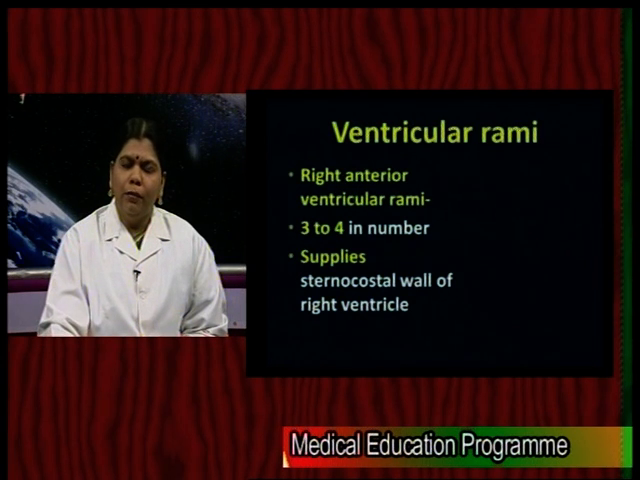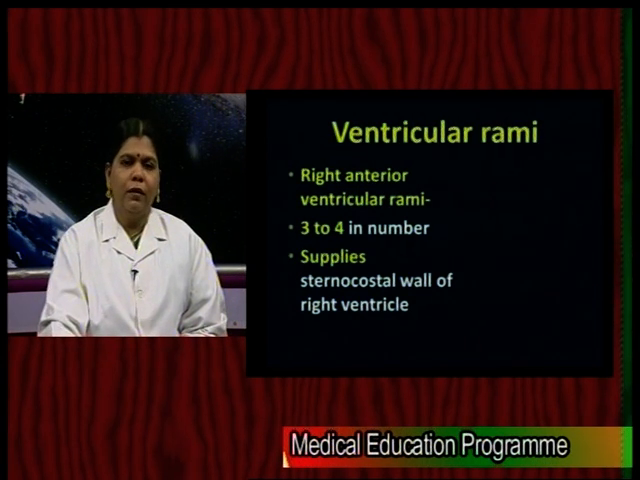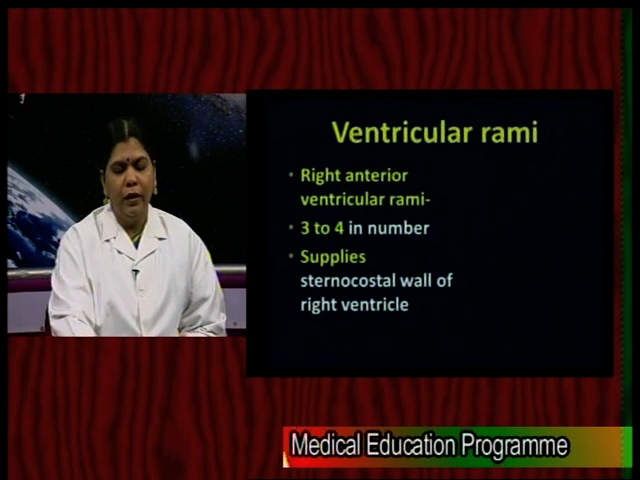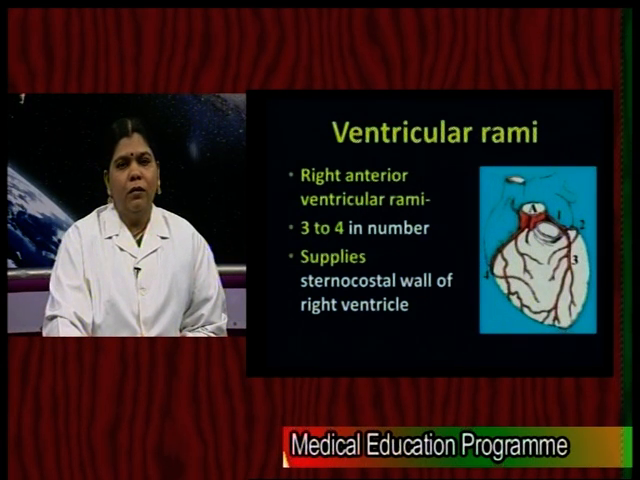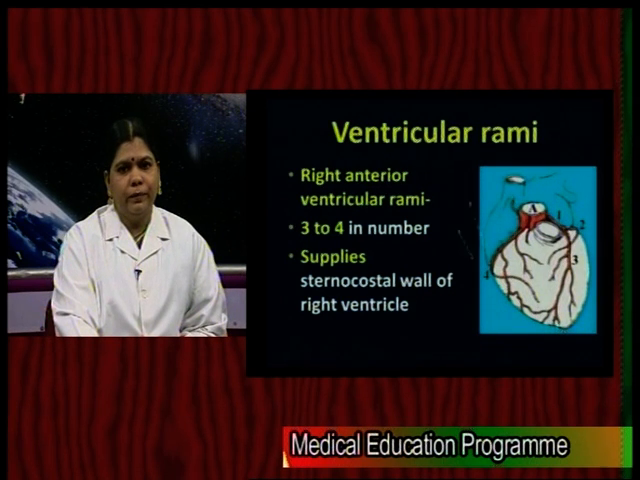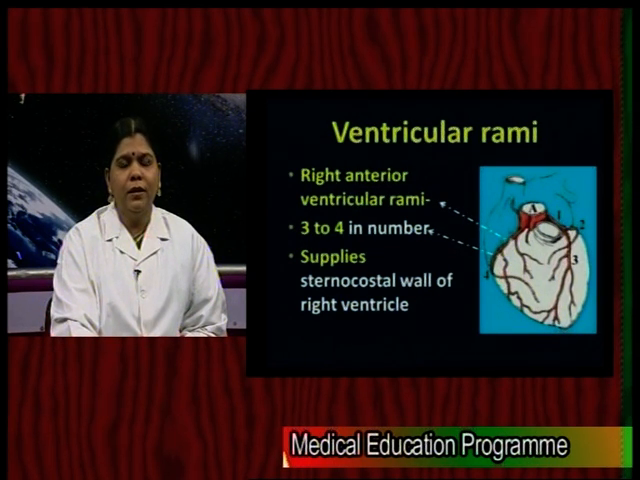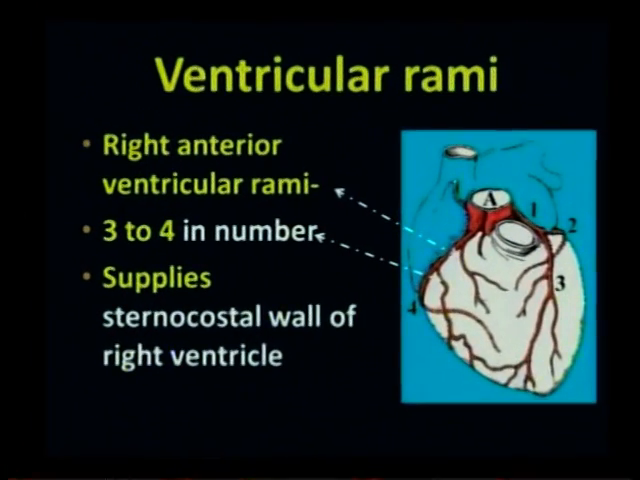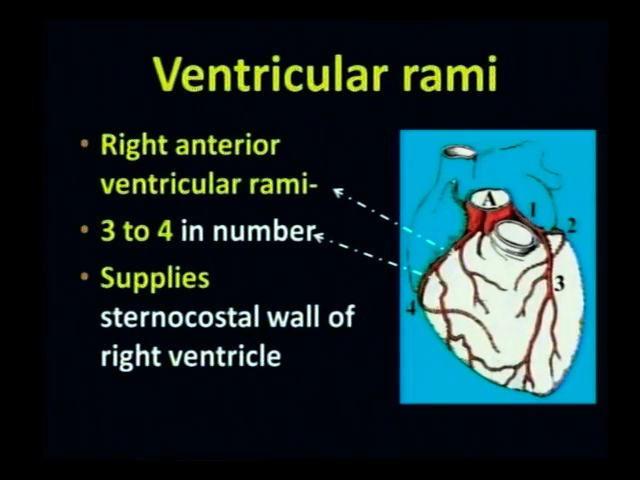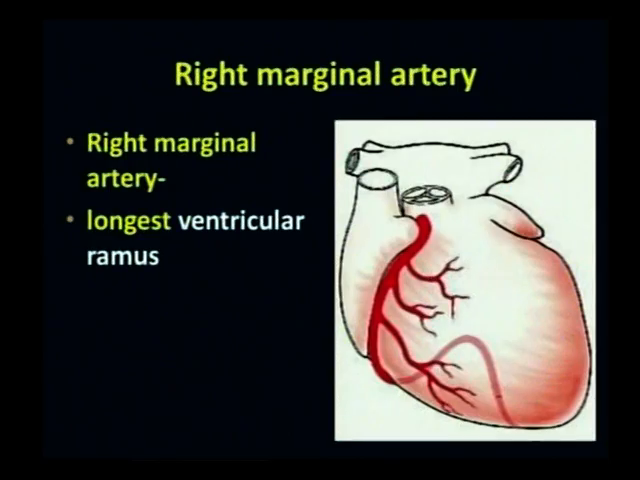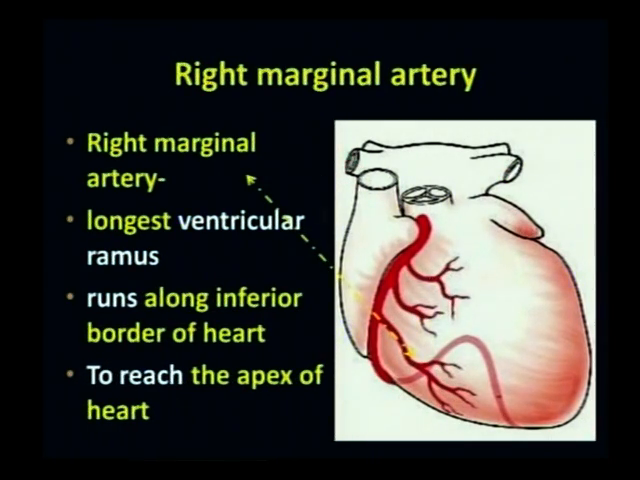If you see the number of right anterior ventricular branches, they will be 3 to 4 in number, like this, supplying the sternocostal wall of the right ventricle. These are the large branches supplying the sternocostal wall of the right ventricle. One branch running along the inferior border of the heart is called the right marginal artery. This right marginal artery is the longest ventricular ramus, and it runs along the inferior border of the heart to reach the apex of the heart.